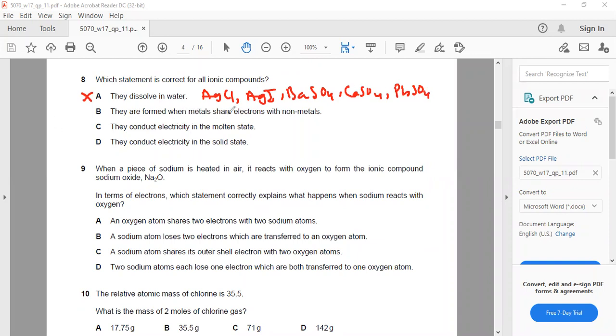They are formed when metals share. No way. Ionic compound, transfer of electrons. They conduct electricity in molten state. Yes. Solid state, no, because ions cannot move freely.